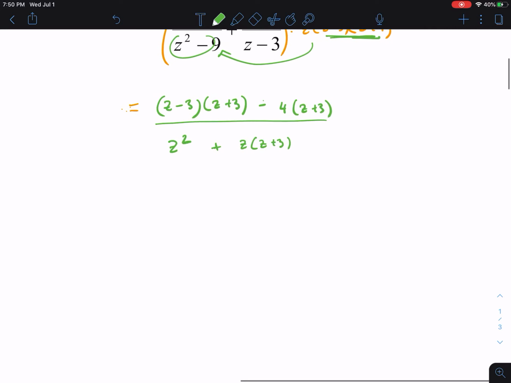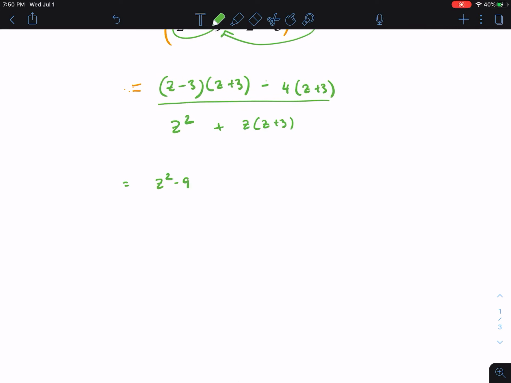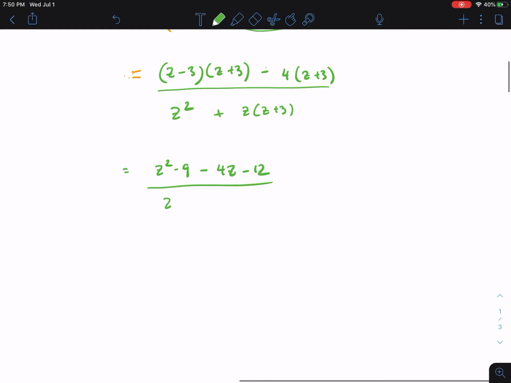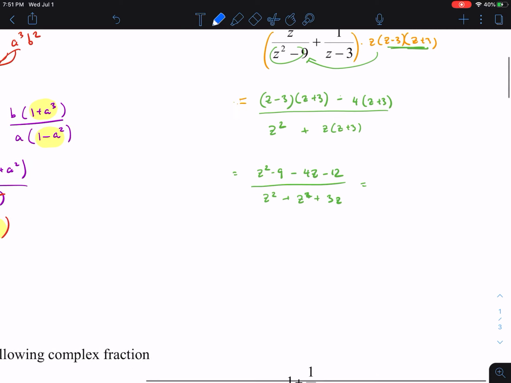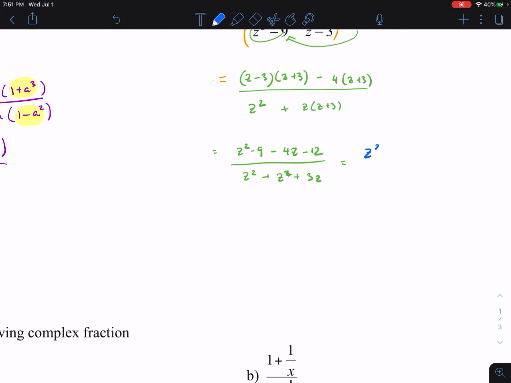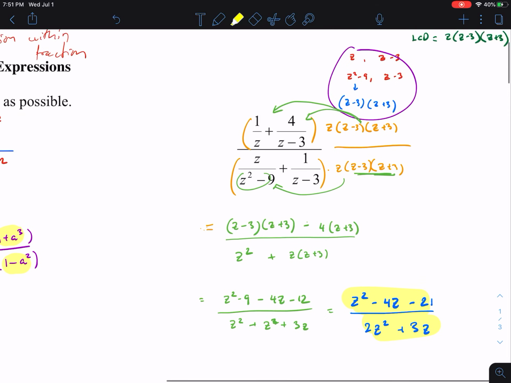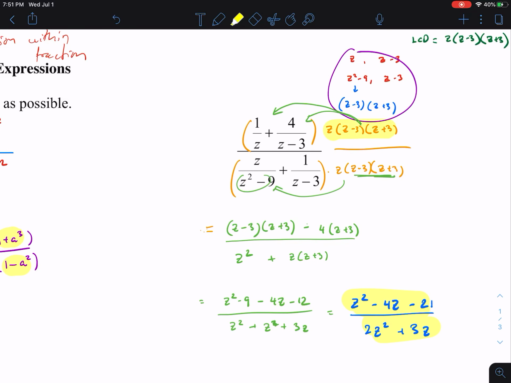Now we multiply and simplify. We get z squared minus 9 plus 4z plus 12 over z squared plus z squared plus 3z, which equals, let's see, z squared plus 4z plus 3 over 2z squared plus 3z. That's as far as we can go there. So the trickiest part is figuring out what LCD to use. That's part of the hardest part.